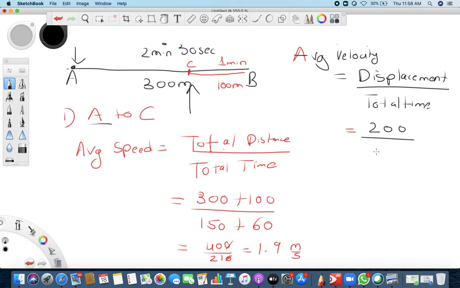And what is total time? Total time remains the same. So if you cancel this thing, it is 20 upon 21. So what do you get when you cancel? So it is 20 divided by 21. So it is 0.95 meter per second. Clear? So in both the cases, if you see, they have asked you speed also and they have asked you velocity also. Clear? So I hope you get it what I'm trying to say.